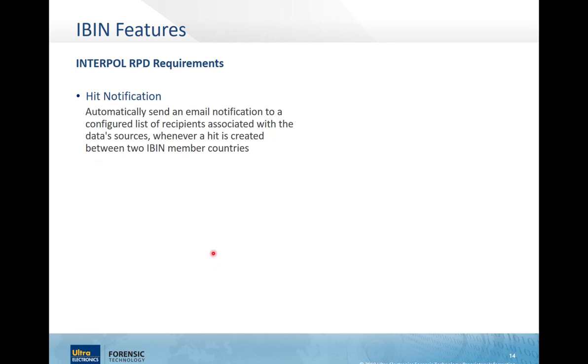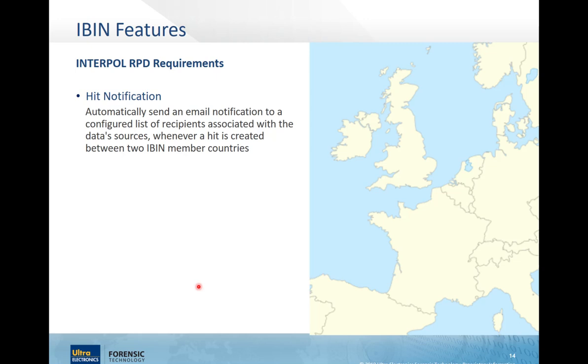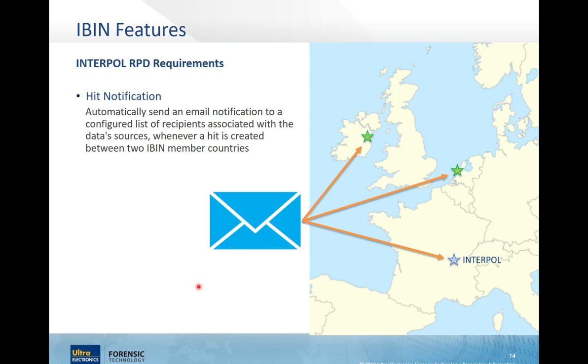And so when a hit's created, let's say between 2 countries in Europe here, if we have Ireland and the Netherlands have a hit created between them, what's going to happen now is an email is automatically going to be generated and at minimum be sent to the 3 participants: the NCB in Ireland, the NCB in the Netherlands, as well as a representative from Interpol's firearms program at their headquarters in Lyon, France, will all receive a hit notification email.